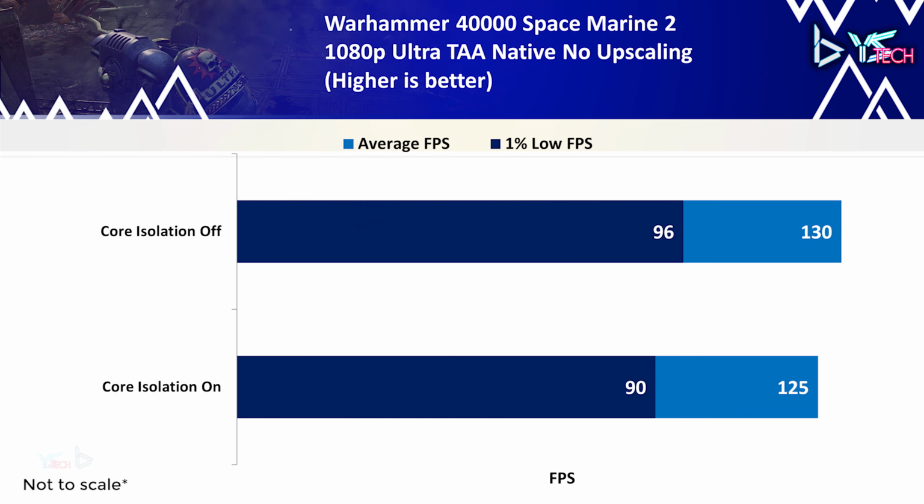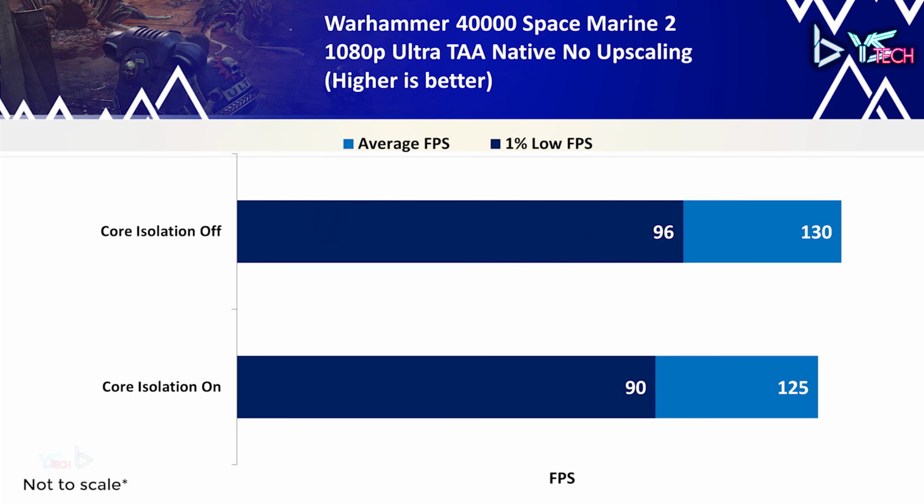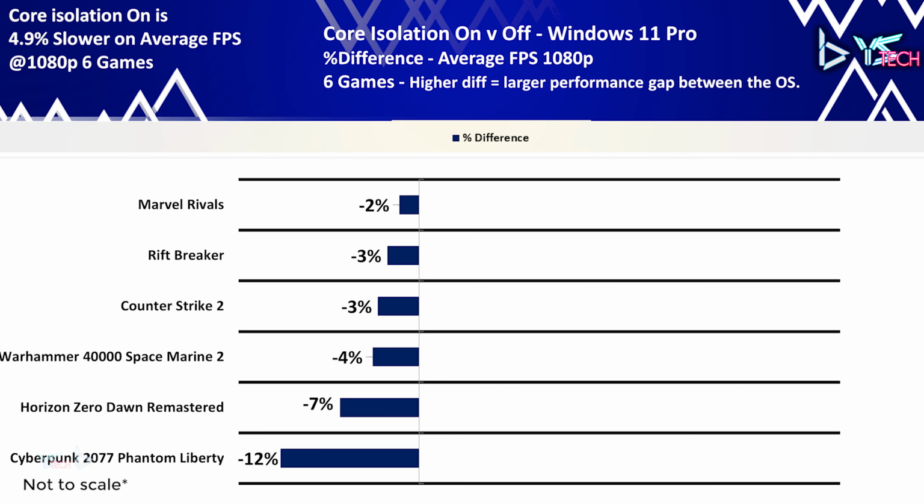And let's head over to our overall percentage difference graphs to see what the actual difference is when it was on or off. For average FPS, having core isolation on resulted in a 4.9% slower average FPS across these 6 games at 1080p. Our largest percentage difference here is Cyberpunk 2077 Phantom Liberty, which is 12% in favor of core isolation being off. Marvel Rivals, Riftbreaker, and Counter-Strike 2 didn't have too much of a difference, but I do have to note that Counter-Strike 2 did lose like 30 FPS, so of course the percentage difference isn't too large, but the actual raw number is a little bit larger.